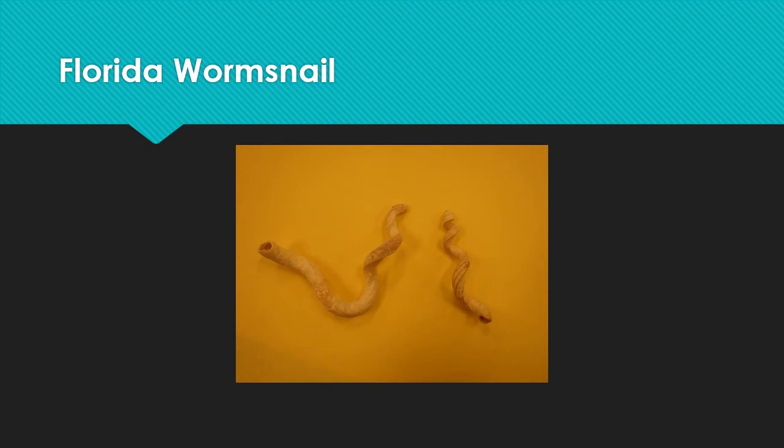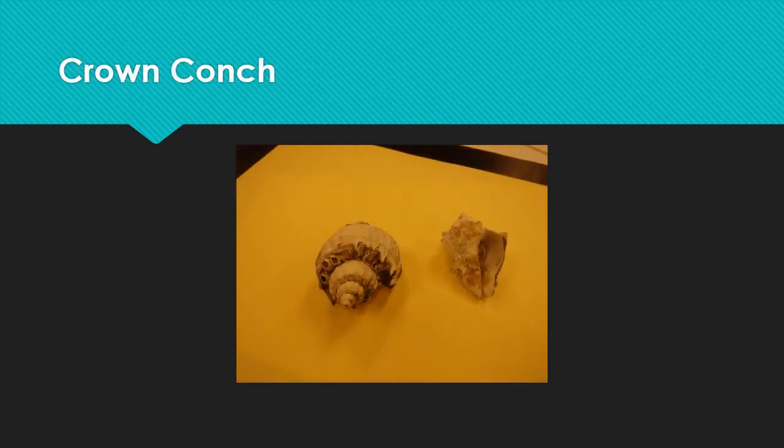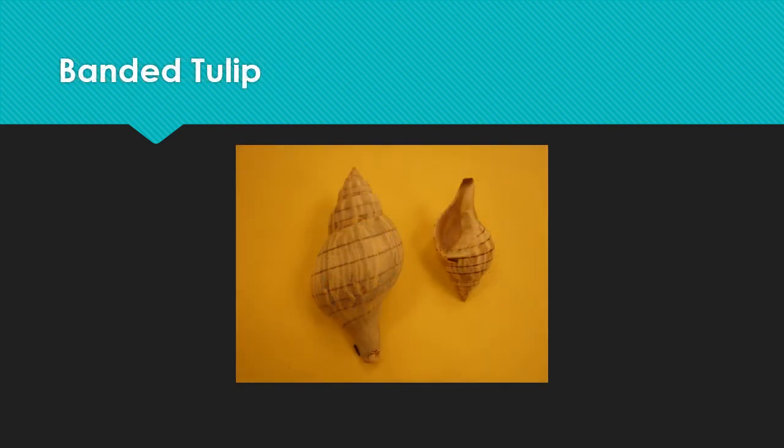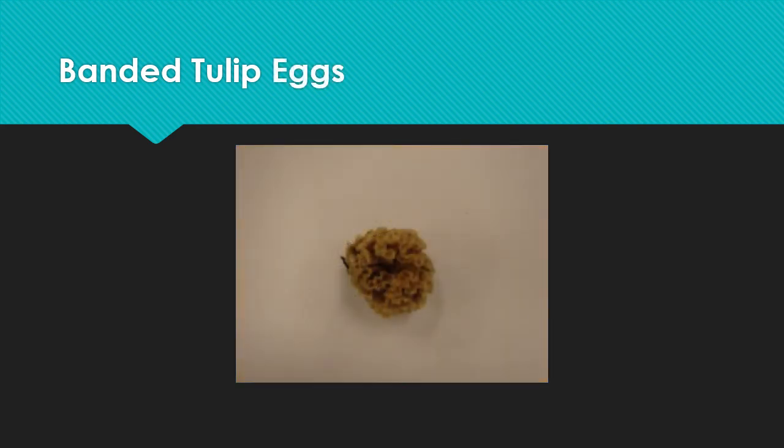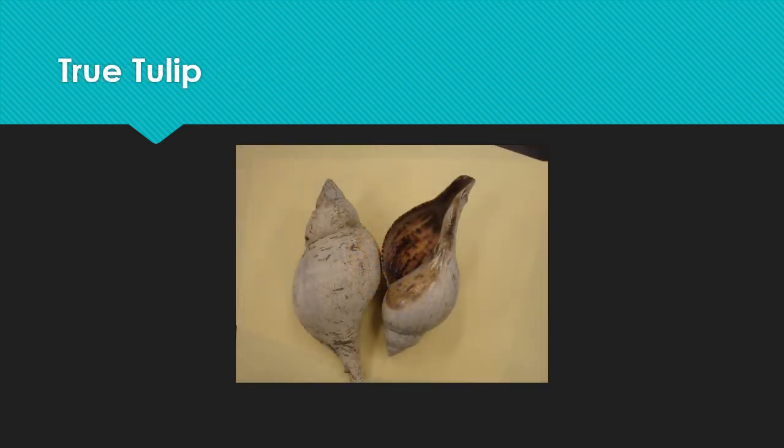The Florida worm snail looks similar to a worm. The crown conch is common in our grass flats at Fort DeSoto. It's also referred to as the king's crown. The banded tulip is one of the smaller tulips and has prominent bands. There are its egg casings. True tulip is larger and lacking those prominent bands, but has a similar shape.